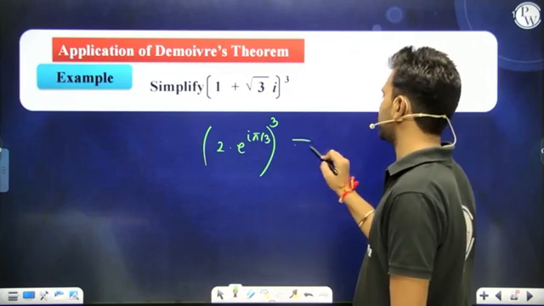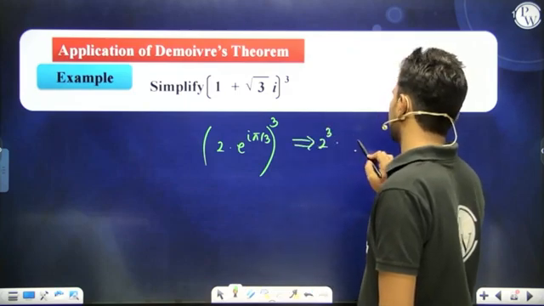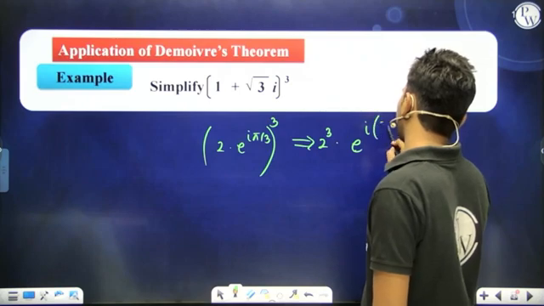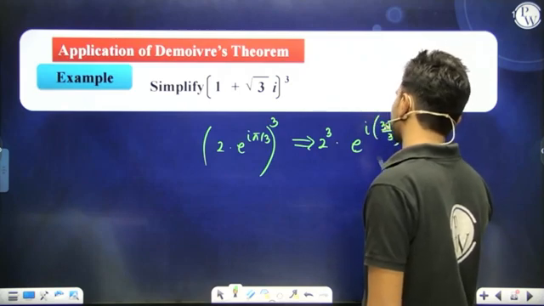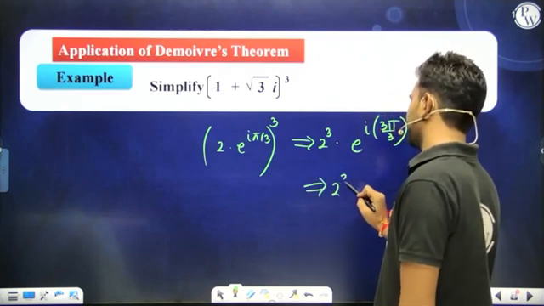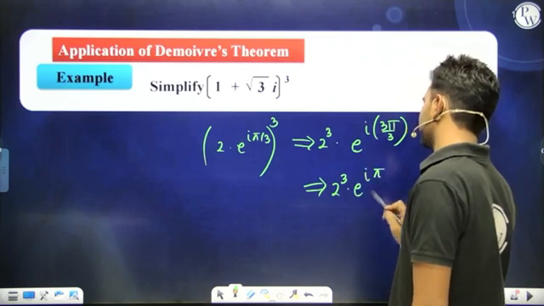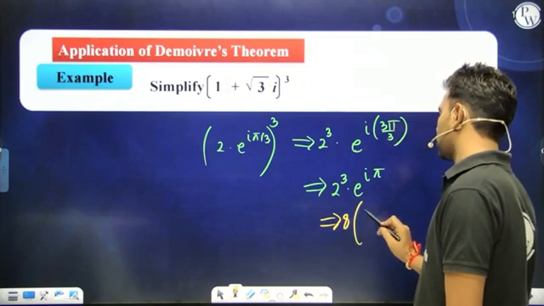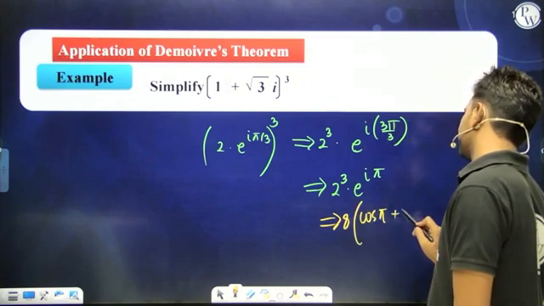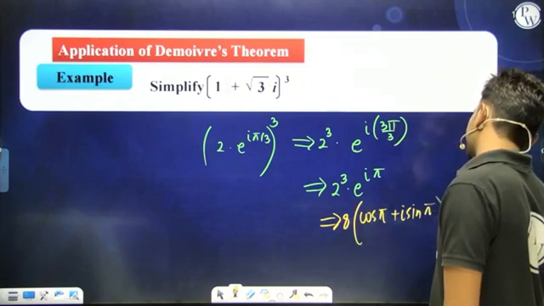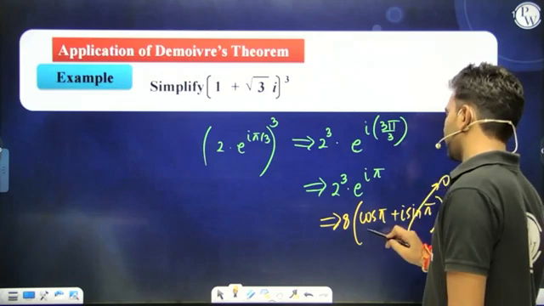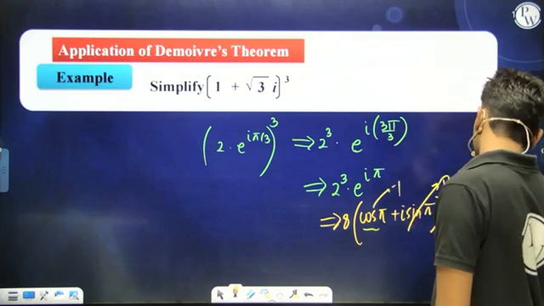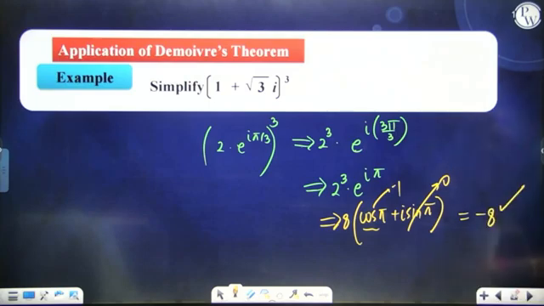Can we write it as 2 to the power 3 into e to the power i 3π by 3? Now 3π by 3 means the 3 and 3 go away. So this is going to be e to the power iπ. So this is going to be 8 times cos π plus i sin π. By the way, sin π is nothing but 0 and cos π is nothing but minus 1. So the answer is going to be minus 8. That's it. The problem is done.